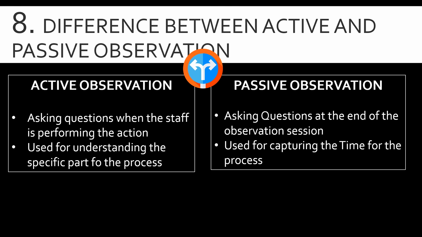Point number 2, passive observation. You make a note of all the questions and wait for the staff to complete all the steps in the process and then ask your questions. Active observation is used when you are more interested in a specific part of the process, whereas passive is generally used to capture the metrics of the time taken to complete the process and for benchmarking.